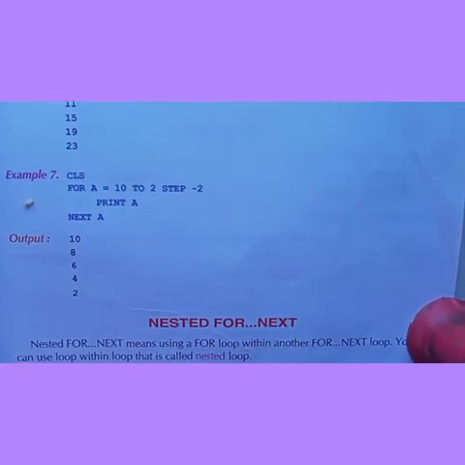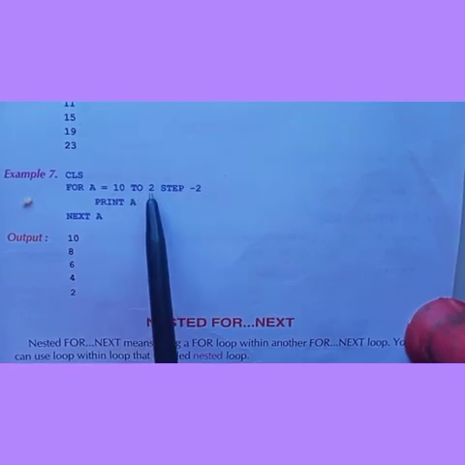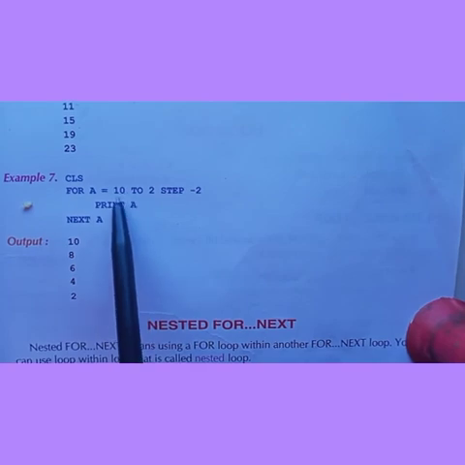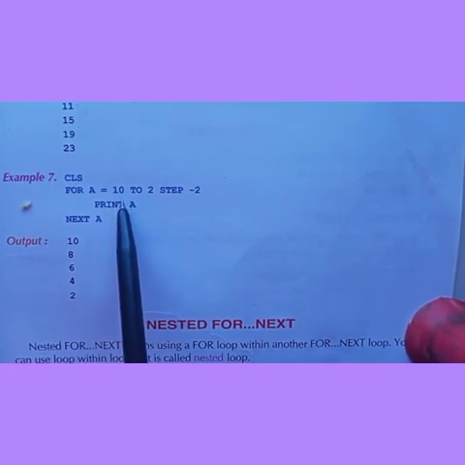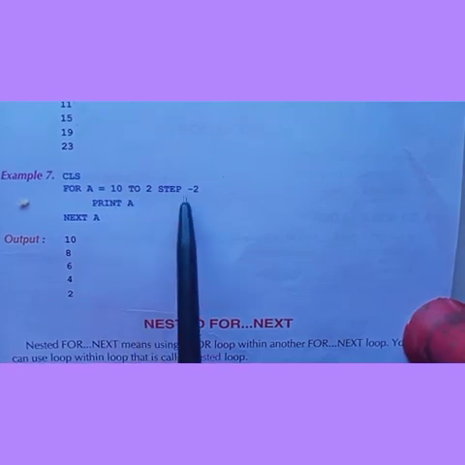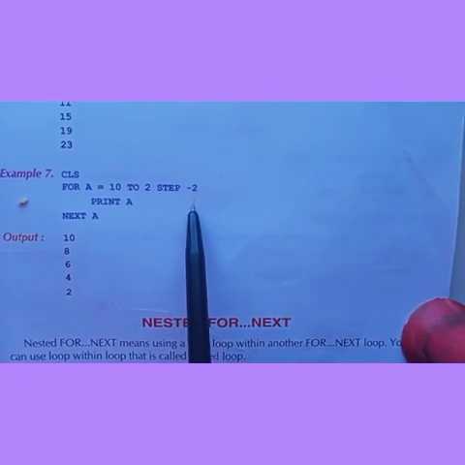So you can see one more example. It is CLS, for A equals 10 to 2 step -2. Here the value is decreasing. First the largest value is there, then the smallest value, because it is decreasing. Therefore in the step we have written -2. -2 is indicating that there is decrementation of the values.